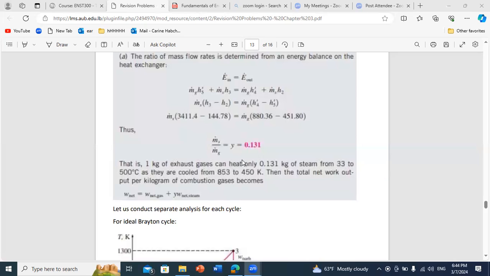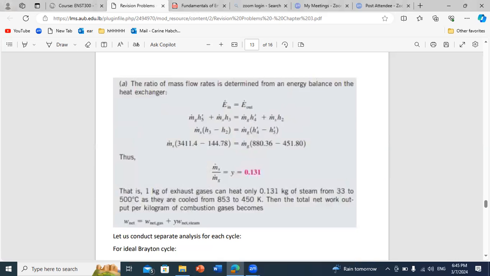You need a boiler to produce extra input. But now we don't want this. In this problem, we just want no boiler added. So we can circulate only a ratio of 13.1% of steam compared to gas. And we want to study for this ratio what will be the overall efficiency of the two cycles combined together. To see the importance of this combination, we can calculate separately the efficiency of the first, the efficiency of the second, and the efficiency of the combined cycle.